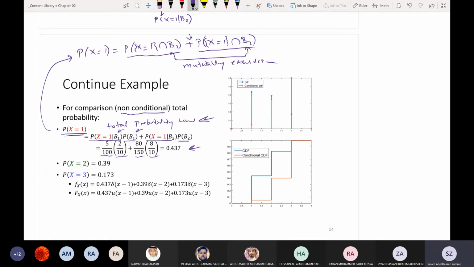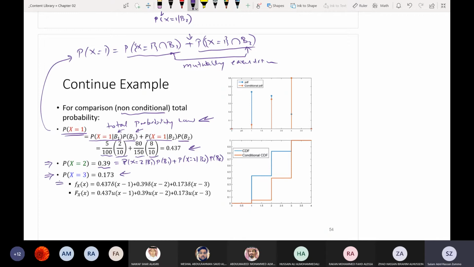Similarly, you can write the probability of x equal to 2 in terms of the probability of x equal to 2 given b1, multiplied by the probability of b1, plus the probability of x equal to 2 given b2, multiplied by the probability of b2. We can just substitute to find this is equal to 0.39. Similarly, the probability of x equals 3 equals 0.173.